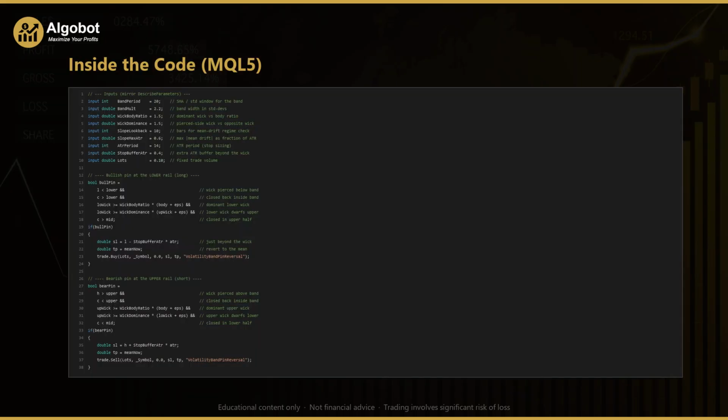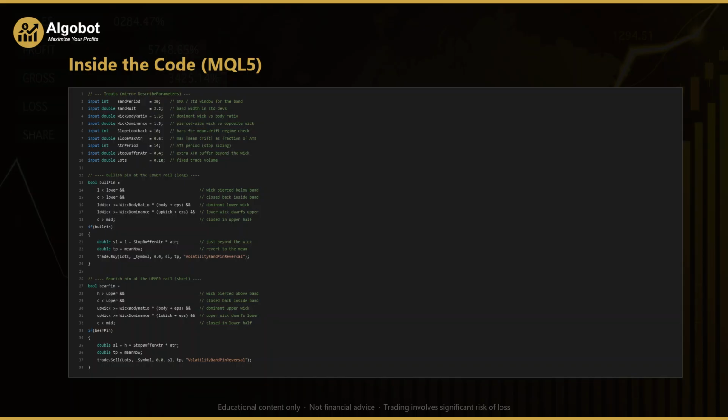Let's look at the actual MetaQuotes code the expert advisor runs. At the top are the input parameters. Band period sets the window for the moving average and the standard deviation. Band multiple controls how wide the rails sit, in standard deviations. WickBodyRatio and WickDominance define how pronounced the rejection wick must be, both against the candle's own body and against the opposite wick. Slope lookback and SlopeMaxAtr form the flat regime filter, and ATR period and stop buffer ATR handle the stop sizing. Lots is the fixed trade volume.